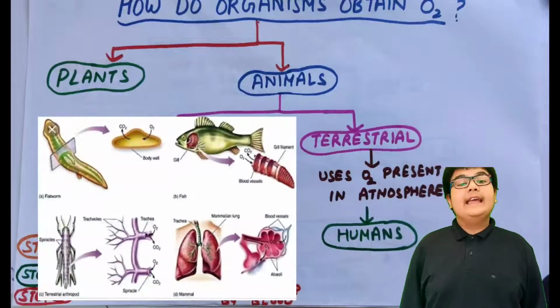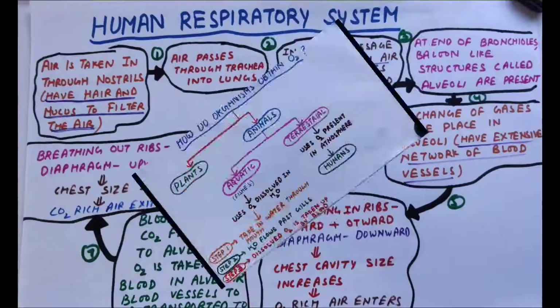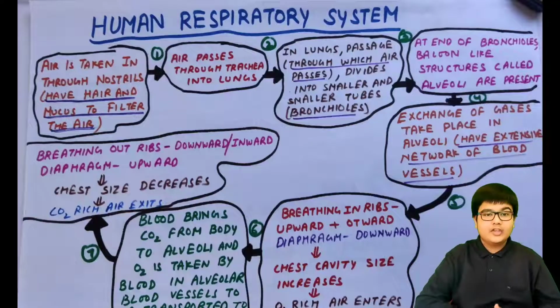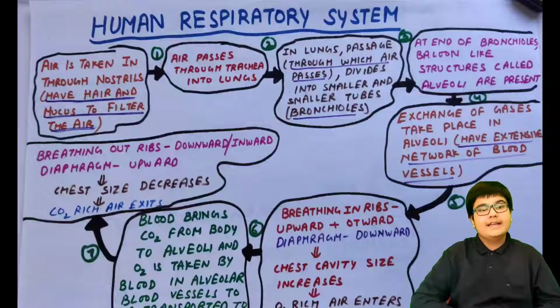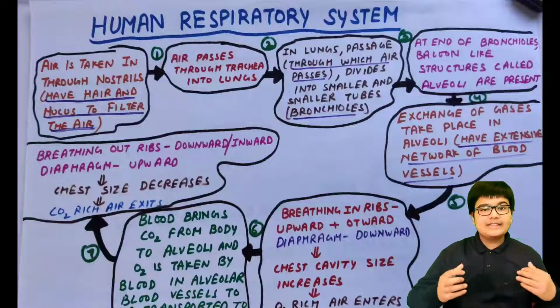Terrestrial animals. In this, we will take the example of humans. The human respiratory system. Step 1. The air is taken in through the nostrils, and the hair and the mucus present in the nostrils help to filter the air and prevent any dust and germs from entering our lungs. Step 2. This air passes through the trachea and it enters into the lungs.